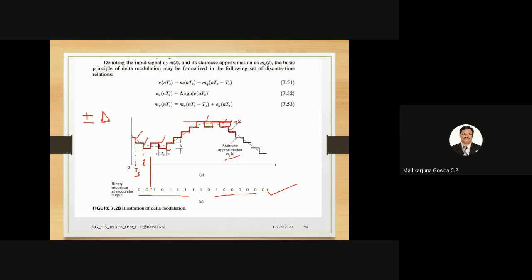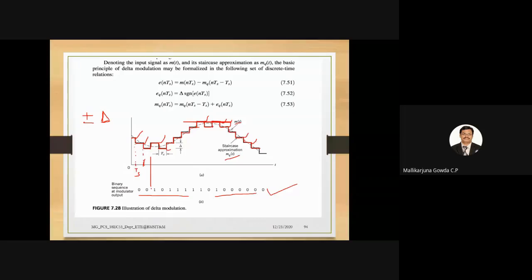Here also it is greater than analog input signal. It will be decremented by delta. So like that it keeps moving. Okay, at this point of time also, the approximated signal is less than the analog input signal. Hence it will be decremented by delta. Again, that value will be there till the next sampling interval. At this point of time also, the approximated signal is greater than the analog input signal. So it is decremented by delta. Okay, that value will be there till the next sampling interval.